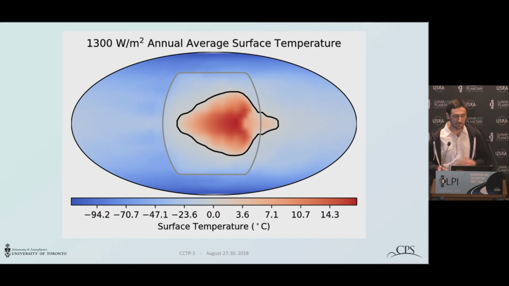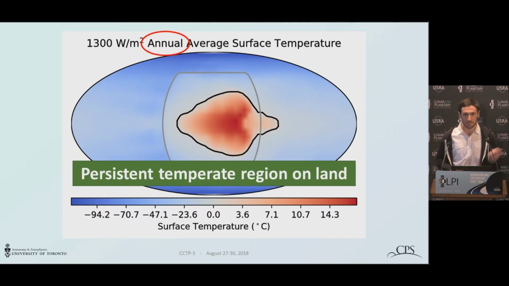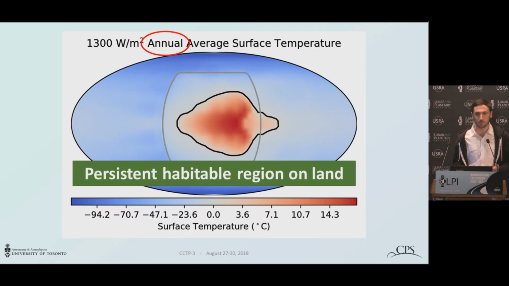So when we do this, we get basically the same result. We have a large region of land that has temperatures above freezing, and everywhere else is mostly in Snowball. But note that this is the annual average temperature, no longer seasonal. So now we have a planet that has a persistent temperate region on land while in Snowball, which means that this would be an example of a Snowball climate that I would argue is unambiguously habitable on its land surface. So this challenges our traditional view of snowballs as being sort of a problem for surface habitability.